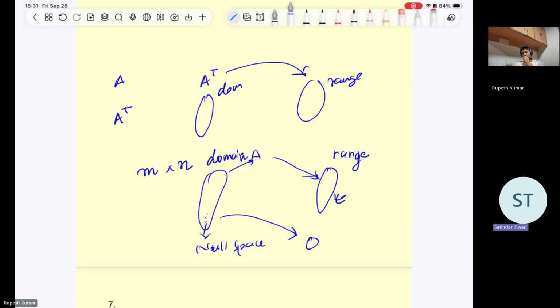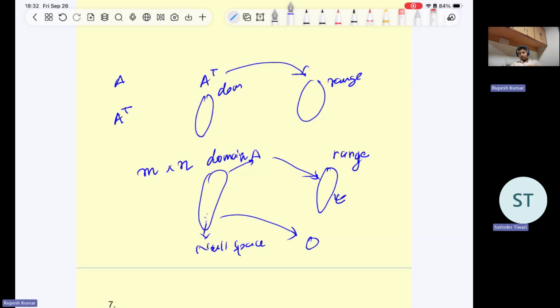But range doesn't matter with the rank of the matrix, no? That is a different thing. The rank of the matrix is essential. Rank is the number of linearly independent column or row vectors. And the left null space will again be in which part, domain or range?